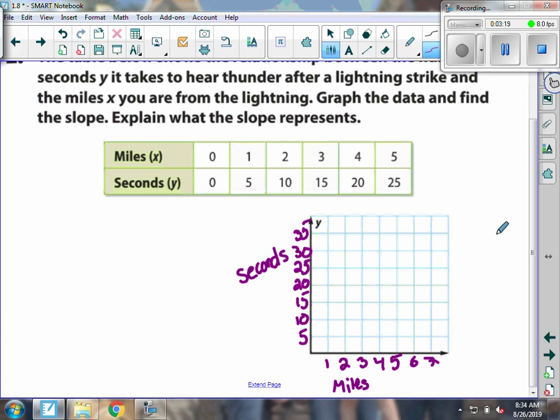Now we're going to graph this. Remember, your x goes left or right. In this case, they're all positive, so it's going right. And your y goes up. We start at (0, 0), and we're going to go right 1 and up 5. That puts it here. Then right 2 and up to 10, right 3 and up to 15, right 4 up to 20, and right 5 and up to 25. Here's our data graphed. I'm going to draw a line through this.